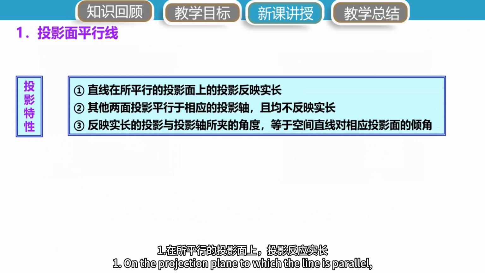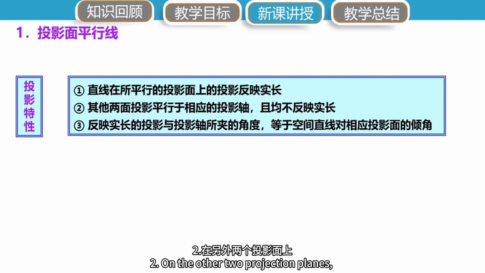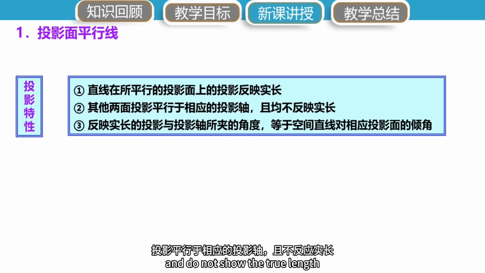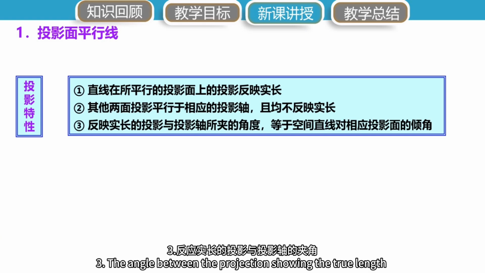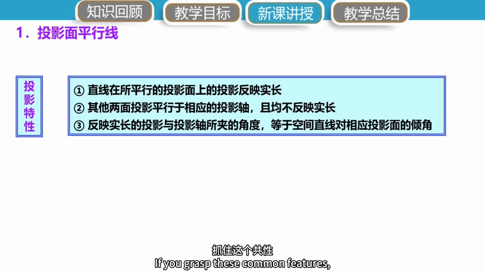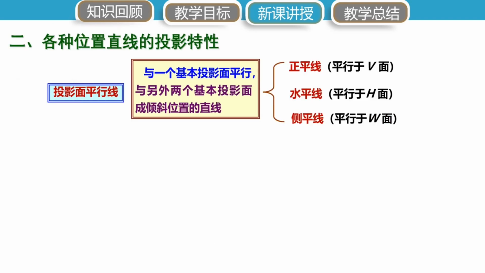First, on the projection plane to which the line is parallel, the projection shows the true length. Second, on the other 2 projection planes, the projections are parallel to the corresponding projection axes and do not show the true length. Third, the angle between the projection showing the true length and the projection axis equals the angle of inclination of the spatial line to the corresponding projection plane. If you grasp these common features, you will not get confused.